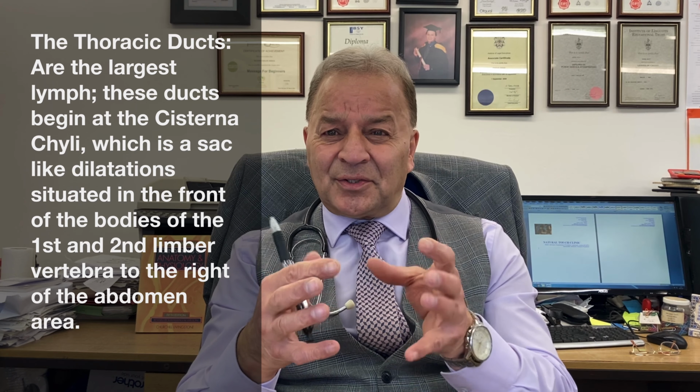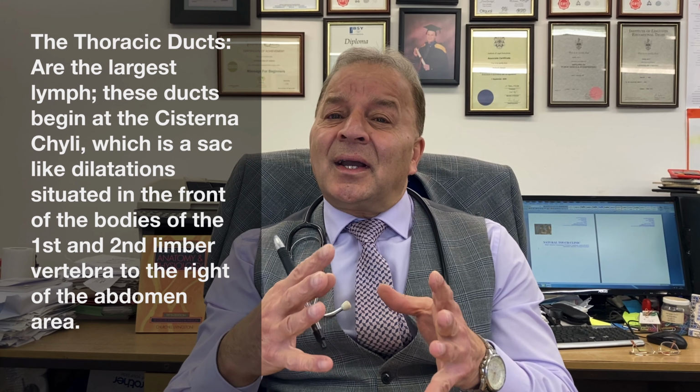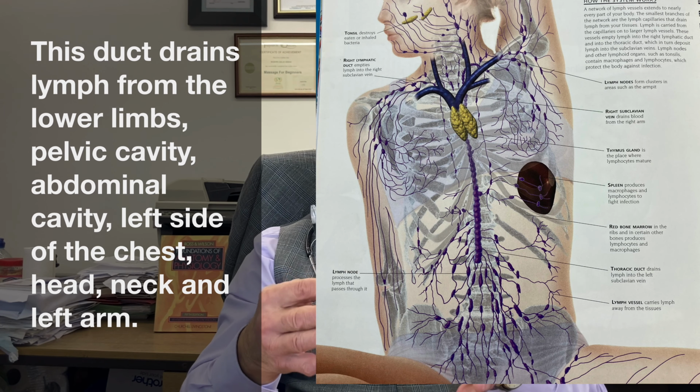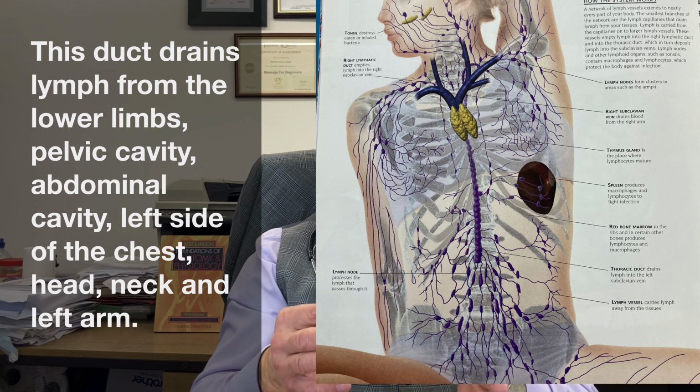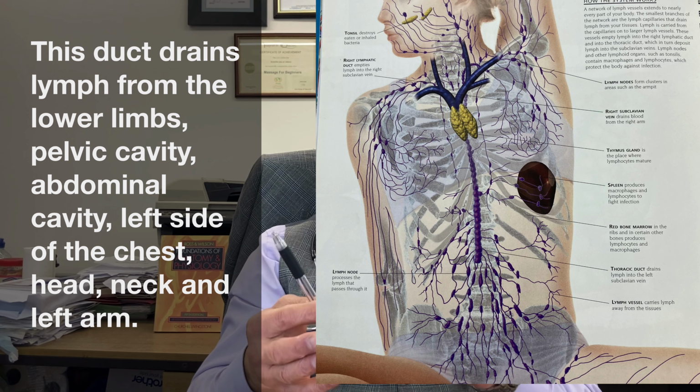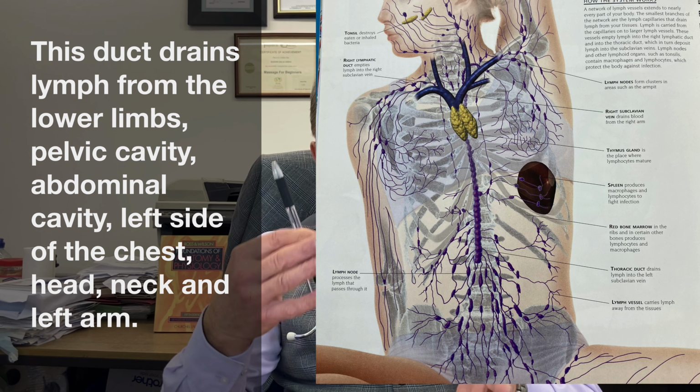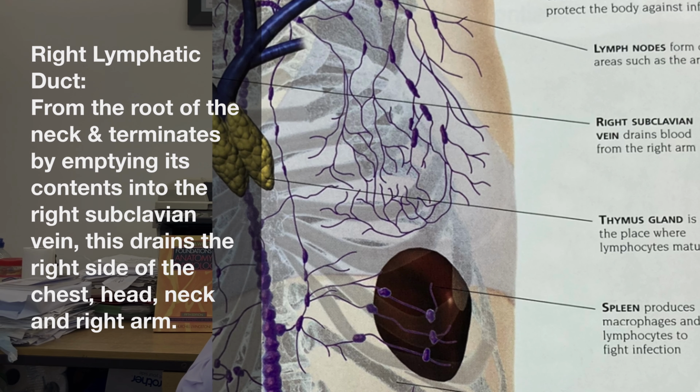Three, the thoracic duct is the largest lymph duct, which begins at the cisterna chyli, which is like a sac dilatation situated in front of the first and second lumbar vertebrae, on the right of the abdomen. This duct drains lymph from the lower limbs, pelvic cavity, abdominal cavity, left side of the chest, head and neck, and left arm. And the right lymphatic duct from the root of the neck terminates by emptying its content into the right subclavian vein. This drains the lymphatic fluid.